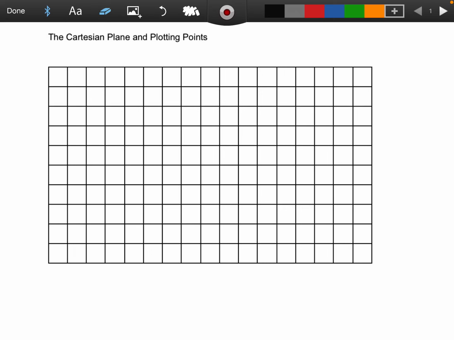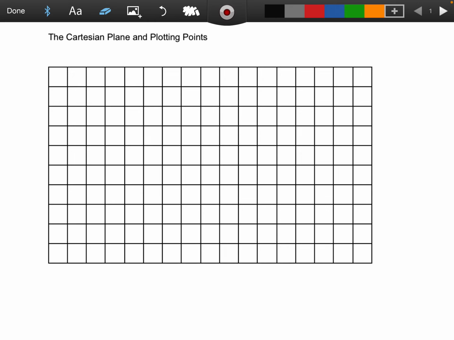Hi, so this video is going to be about the Cartesian plane and plotting points. So a bit of vocabulary to start. The Cartesian plane is basically a way of dividing up two-dimensional space to give you a way of indicating where things are in two-dimensional space. And so we use a grid like the one that you can see before you.